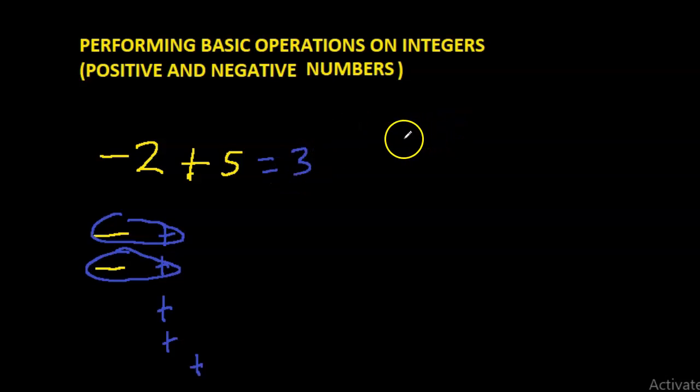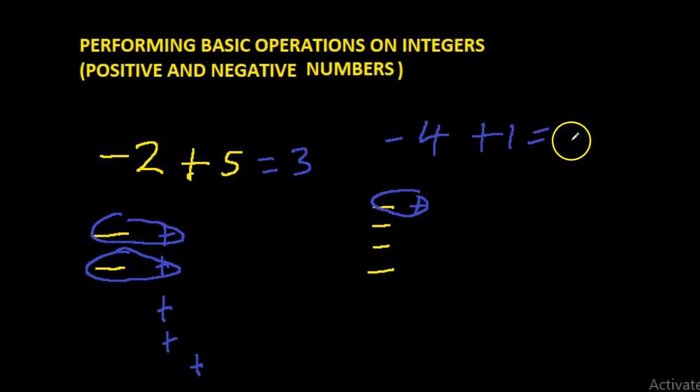Let's work out something like -4 plus 1. So I'm going to use yellow to represent the negative and blue for the positive, alright? So -4. How many negative signs are we going to put? 1, 2, 3, 4 negative signs. And how many positive signs? 1. Negative cancels positive. So what are you left with now? You're left with 3 negative signs. Alright, so -3.